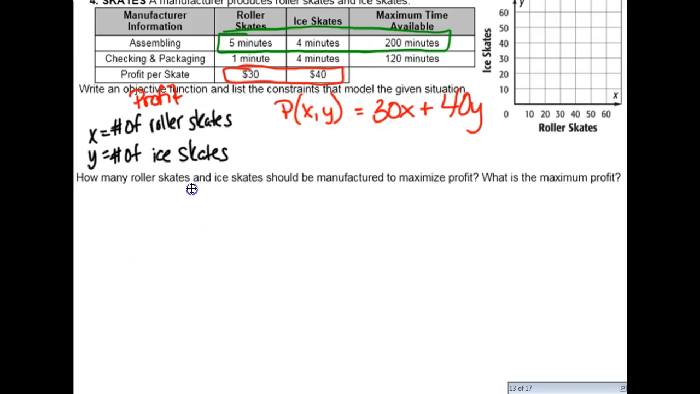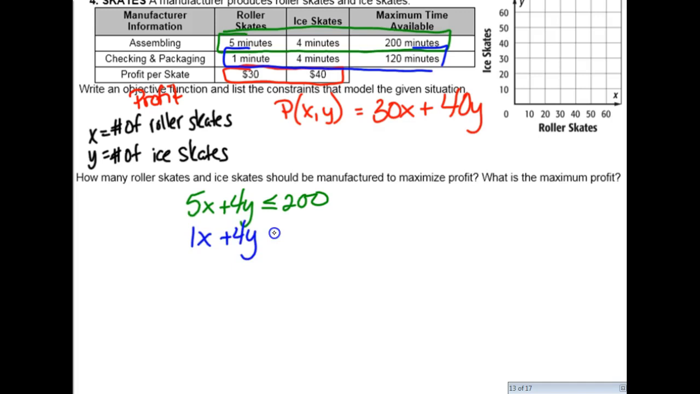Using your variables that y'all set up, 5 times X plus 4 times Y, and then you have up to 200 minutes. So what inequality symbol should I put here? Less than or equal to 200. Very nice. And then similar constraint, or inequality, excuse me, for this guy. When you're checking and packaging the product, it takes 1 minute for a roller skate pair. It takes 4 minutes for an ice skating pair. And then again, you have up to 120 minutes, so less than or equal to 120.